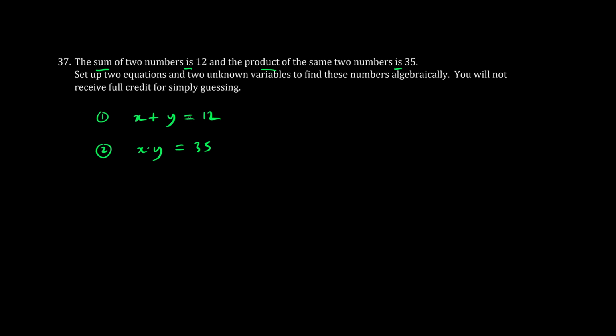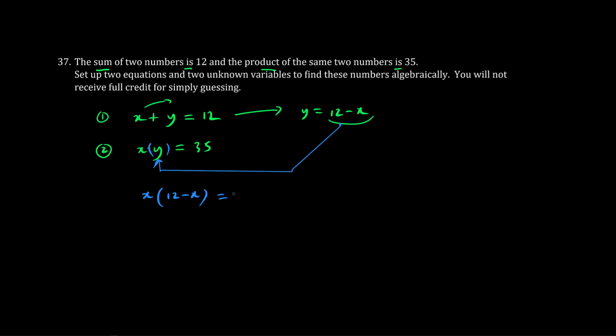We isolate for one variable to find the other. So it doesn't really matter which one we isolate for. We're going to isolate for y in order to find x. y is equal to 12 minus x. I'm throwing this positive x over the equal sign. We're going to substitute this y value here. So plugging equation 1 into 2 here, we have x times 12 minus x equals 35.